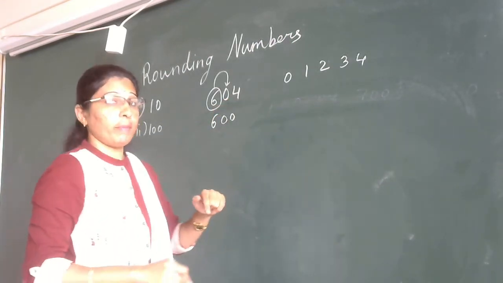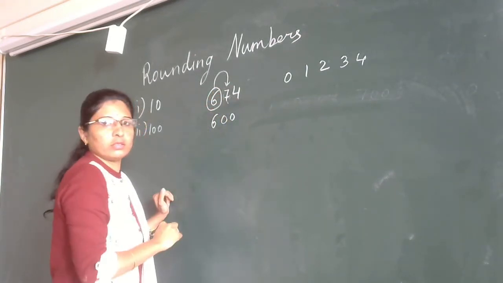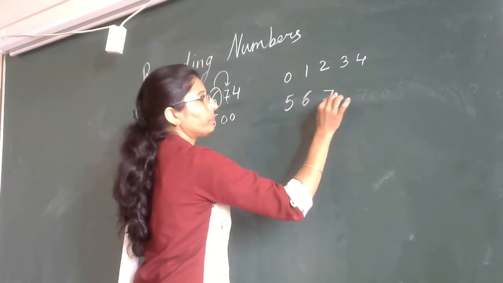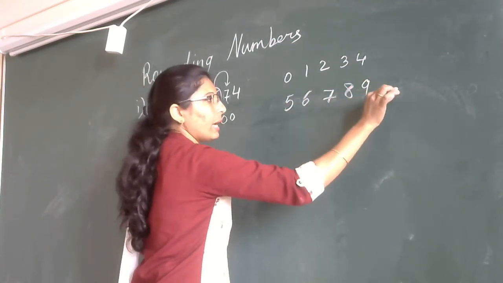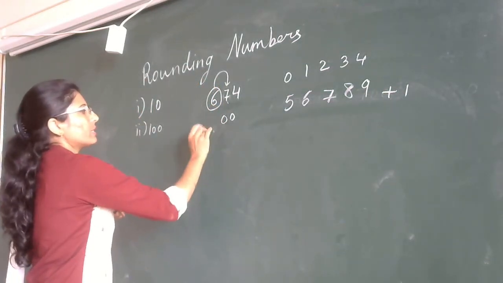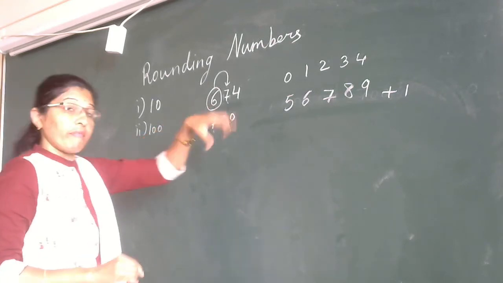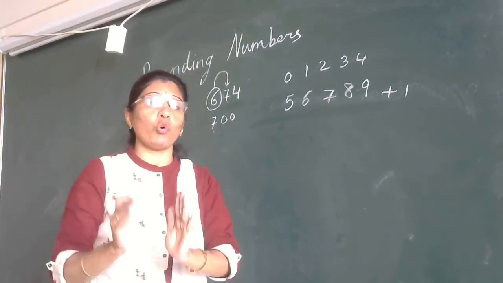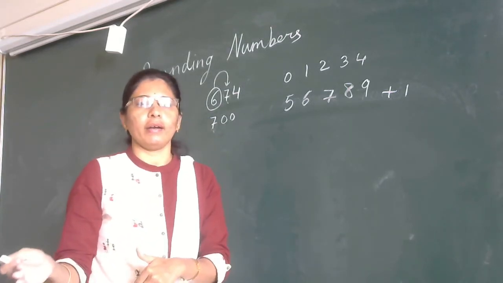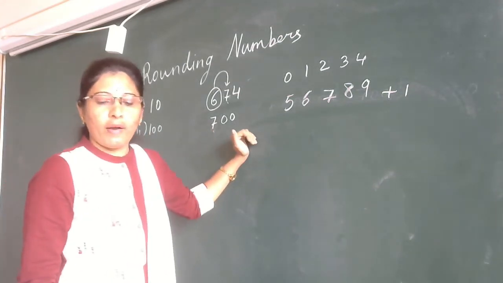This is another method. But if here 7 is there, that means here a greater number, that time we have to plus 1. So it will become 700. Or by seeing we can say that 674, so it is 74. So it is nearer to 600 or 700. Okay. So like this we have to round off to 200.